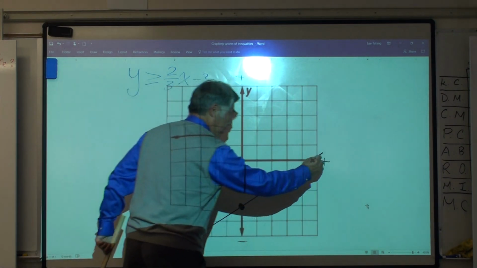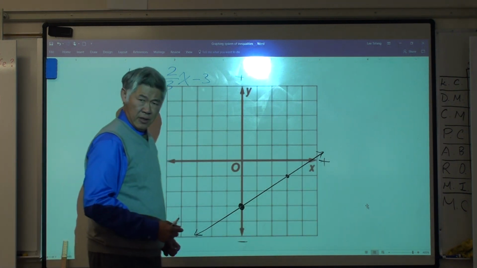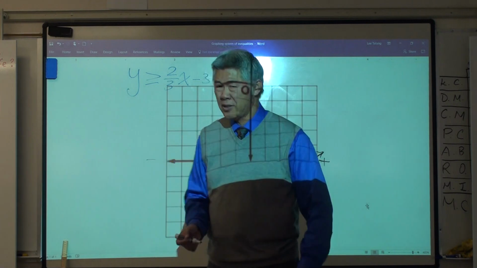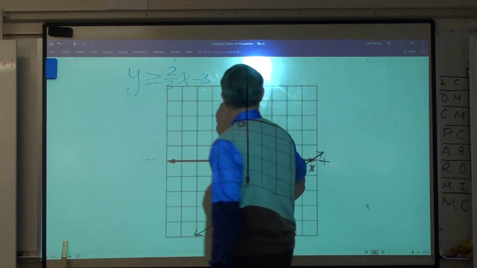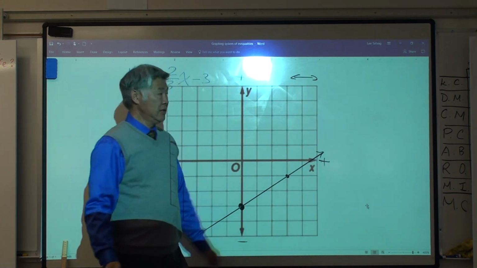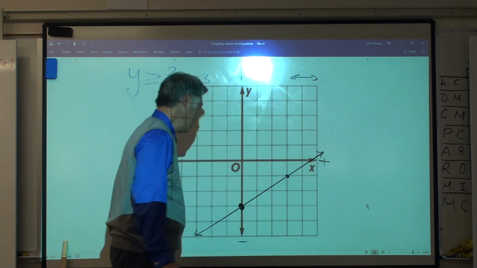Don't forget to put the arrow, because arrow in mathematics means go on forever. Okay, so next time if you want to send a message to your friends, to your girlfriend, you say, I love you, and because this means go on forever, right? Next one.